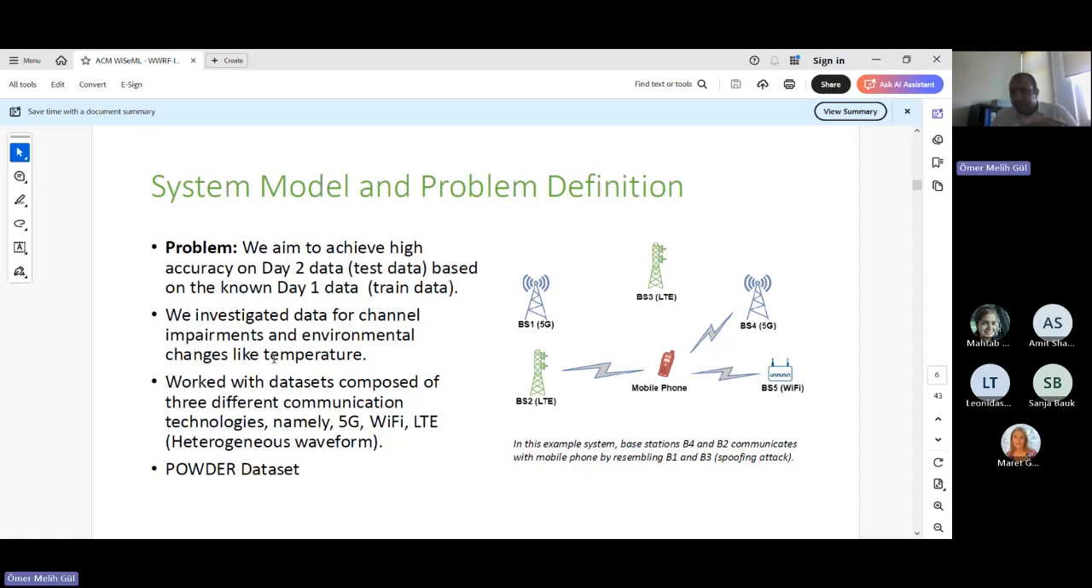Think about all the transmitters being identical in an idealistic world; then the same signal would be sent as the same signal by all transmitters, right? But instead, each transmitter has its own fingerprint, so each makes its own channel impairment. And we work with data sets composed of 3 different communication technologies, heterogeneous waveforms: 5G, Wi-Fi, and LTE. LTE is called 4G. And we use the POWDER data set, which was collected by some people from Northeastern in Boston.